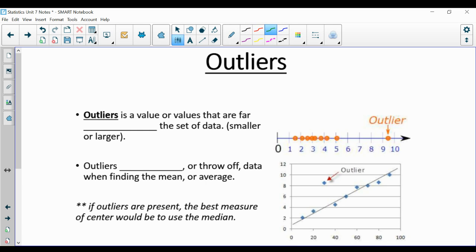We're going to start by learning about outliers and then see how outliers affect one of our previous measures of center that we talked about in the last couple of days, either mean or median. So first things first, we need to know what an outlier is.